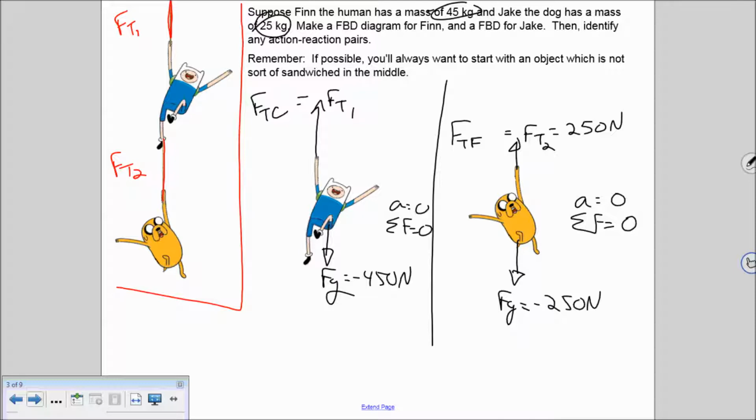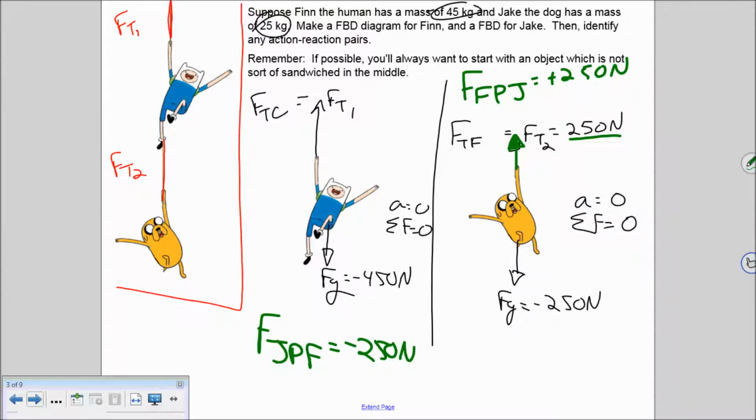So look for your action-reaction pair. The two objects interacting here are Jake and Finn. Over here, this is the force of Finn pulling up on Jake with a force of positive 250 newtons. The reaction would be the force of Jake pulling Finn, also 250 newtons, but this time negative. Put that in your drawing: force of Jake, negative 250. Those two forces are the action-reaction pair. Notice I labeled them both in green. That means this tension force up here has got to be big enough to cancel out both the 250 and the 450. So again, it's going to end up being 700 newtons, just like it was in the last one. There we go. That is example number 2.